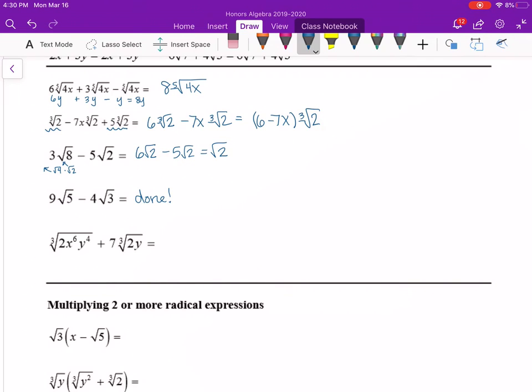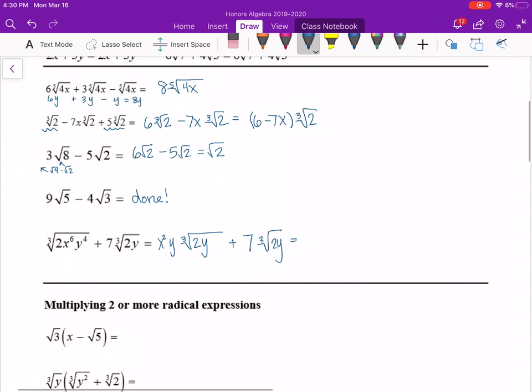So these look unlike, but I at least notice out of my first term that I can do some simplifying. The cube root of 2, the numerical part for sure can't be simplified. X to the 6th would be essentially 2 triplets, right? X times X times X, another X times X times X. And then the cube root of y to the 4th is 1 triplet with 1 left over. And then they are the same. So we're in the same boat where the coefficients can't actually combine. So we just have to leave it as x to the second y plus 7 times the cube root of 2y.